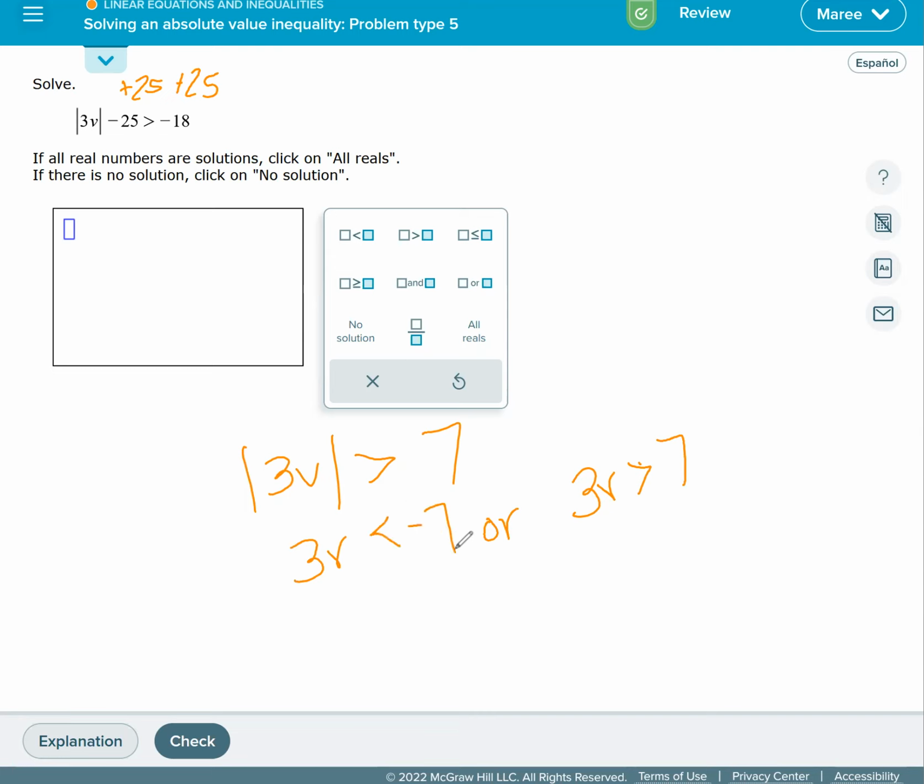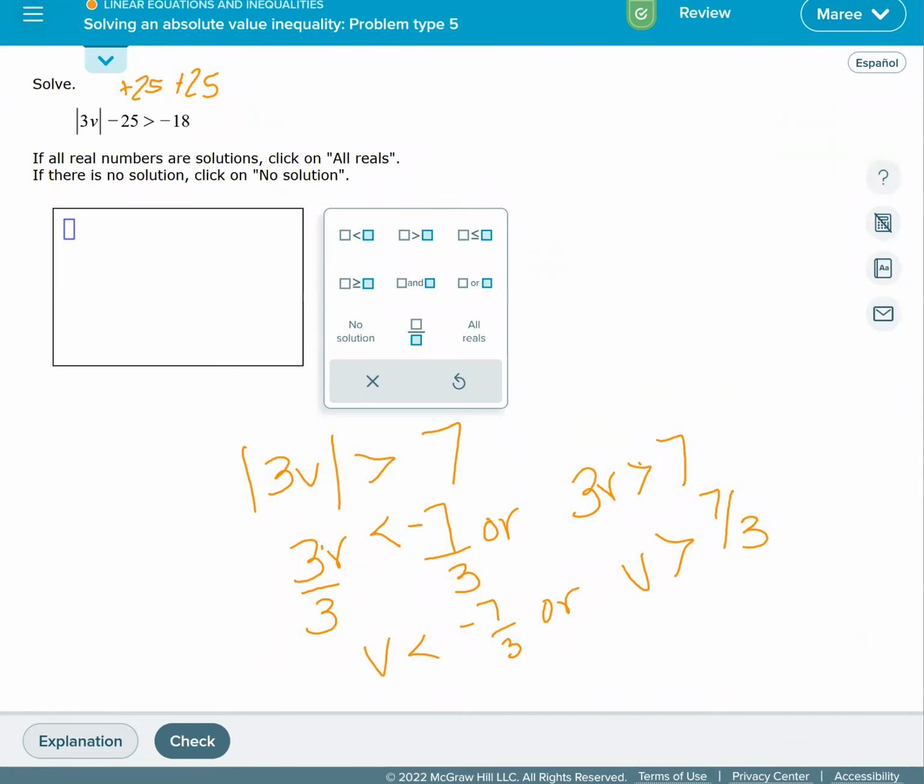It's almost as if you were drawing it. You would have a dot on 7 and it'd go out this way, and you'd have an open dot on negative 7 and the arrows would go that way. So we're going to type in, oh, wait a minute, that's not true because we are not done. We have to solve for v here. So wait, let me erase this stuff. We solve by dividing by 3. I totally forgot that part. So v has to be less than negative 7/3, or v is greater than 7/3. So it's still arrows going in opposite directions. We just want the correct terms.